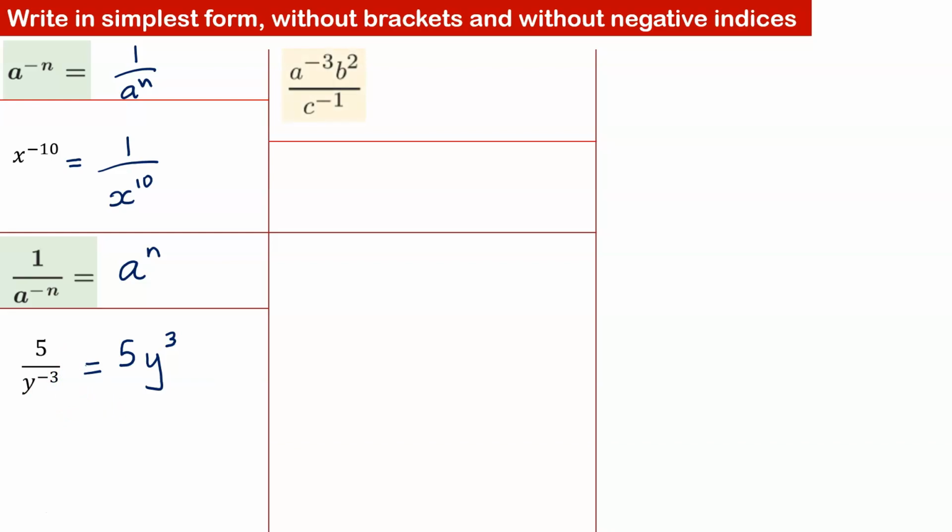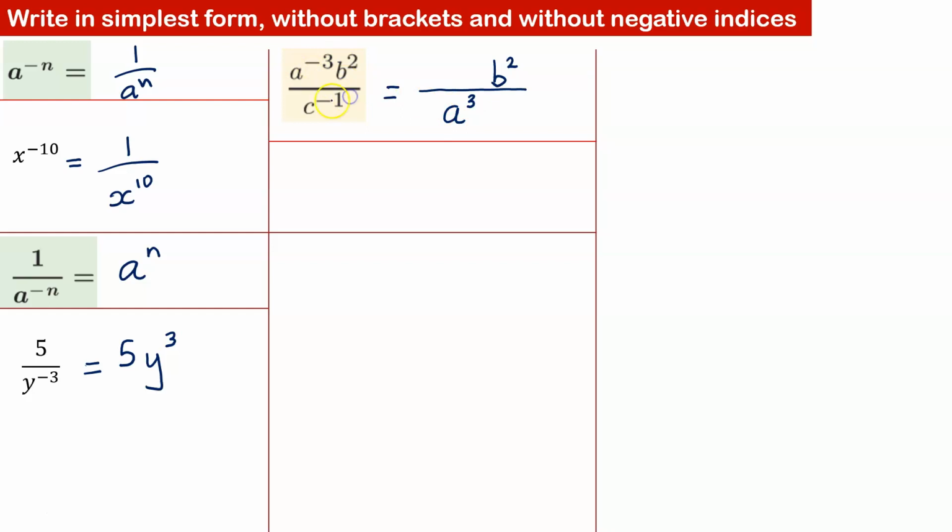Have a look at this one, please. How do we do this one? Well, we don't have to worry about the b squared. The b squared stays where it is. The a has a negative exponent, and since it's in the numerator, it's going to go down here in the denominator. But instead of negative 3, it becomes positive 3.